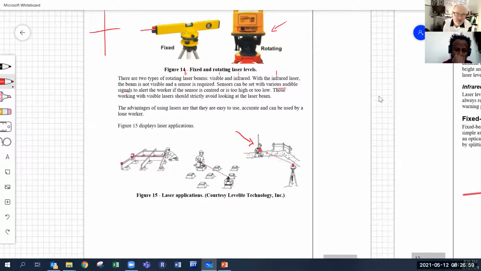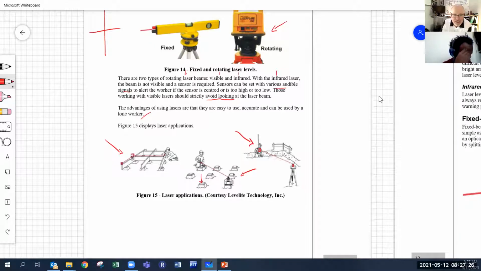And don't look at the laser, right? Don't get it in your eyeball. It's not good. So the advantage of using lasers is you can work alone with these. As you can see, you can level off this platform with a laser level, or you can level off these pilings or whatever they are there, that sort of thing.